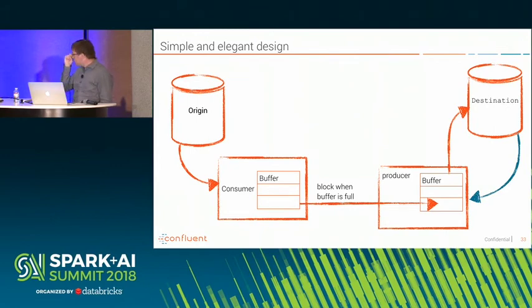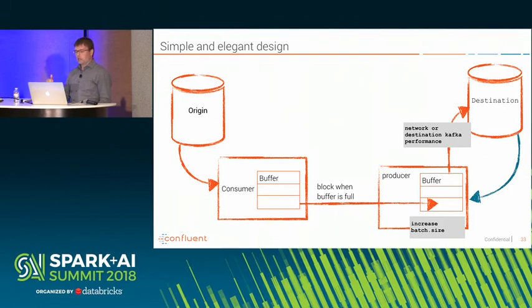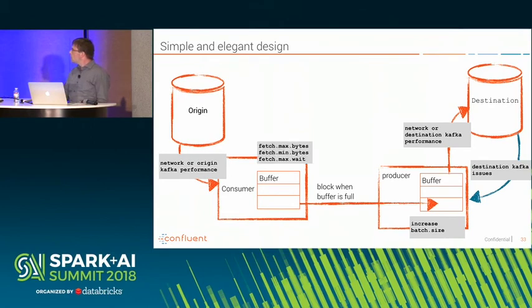Anyway, to recap what we're talking about here, we're worrying about network and destination Kafka performance. We're worrying about making sure we have the right batch size, that there aren't any issues on the destination side or on the origin, and that we make good use of our bytes on the input.